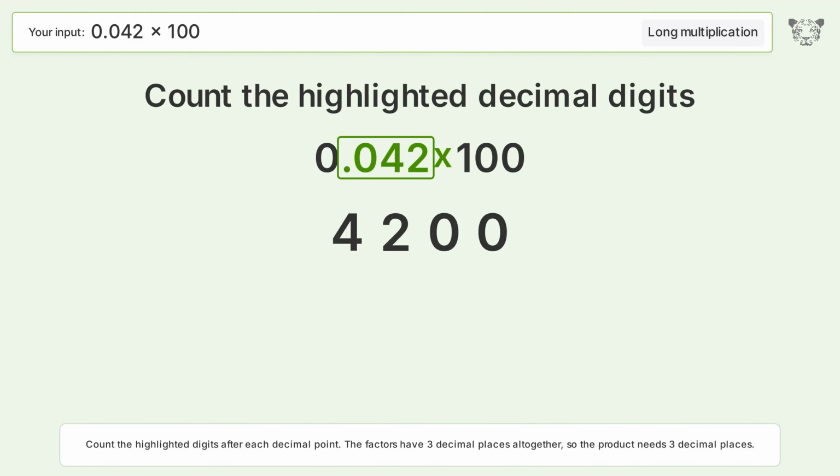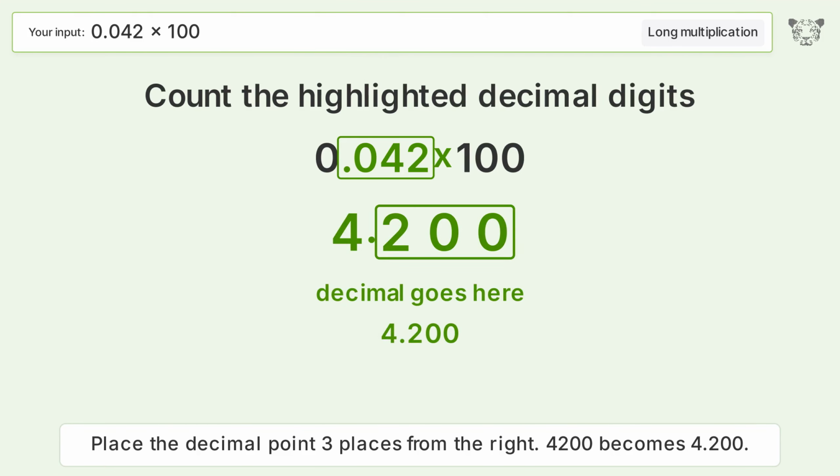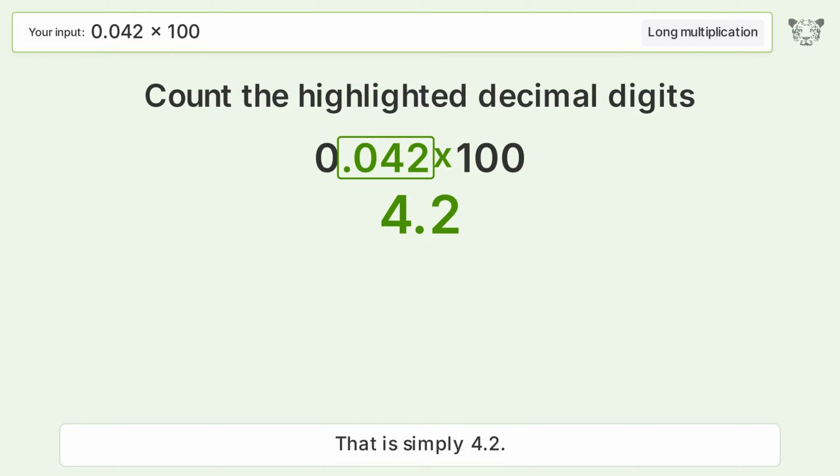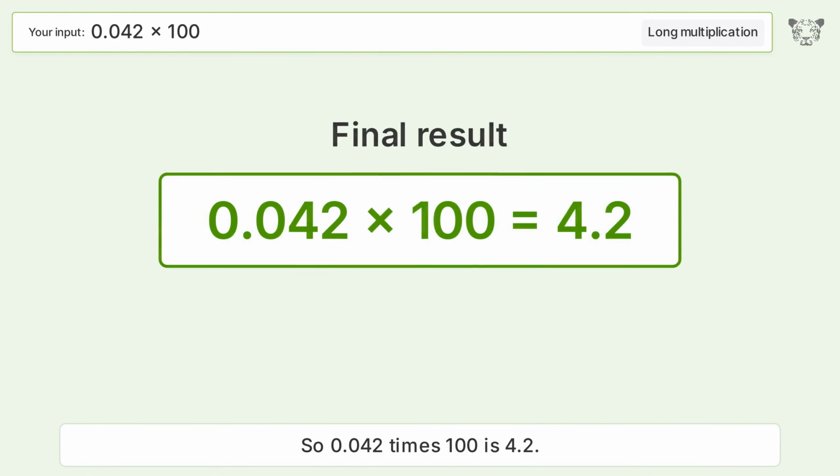Count the highlighted digits after each decimal point. The factors have 3 decimal places altogether, so the product needs 3 decimal places. Place the decimal point 3 places from the right. 4,200 becomes 4.200. That is simply 4.2. So 0.042 times 100 is 4.2.